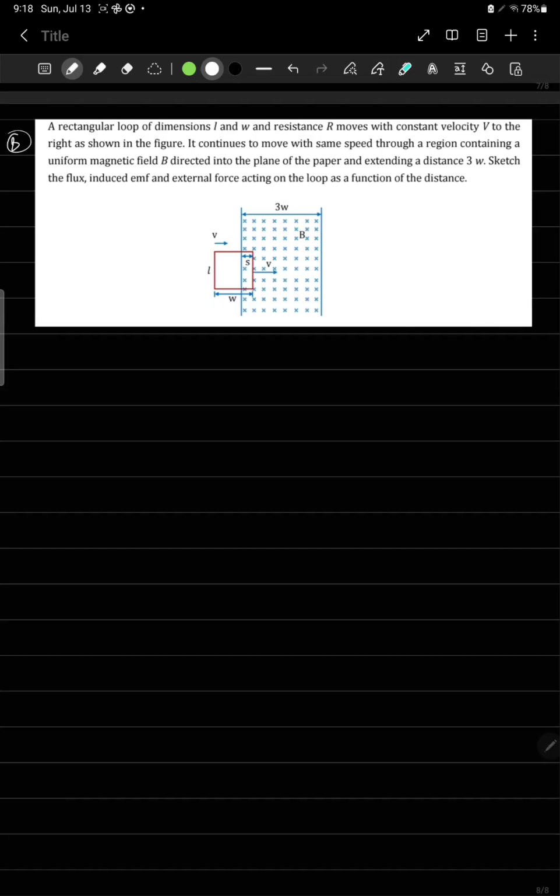So this will be our last question in this series. The question is: a rectangular loop of dimensions L and W, resistance R, moves with constant velocity V. It continues to move with the same speed through a region containing a magnetic field. The distance is 3W. Sketch the graphs of flux, induced EMF, and external force acting on the loop as a function of the distance. So let's talk about the flux first, because from the flux we'll calculate the induced EMF, and once the induced EMF is there, the current and then the force.